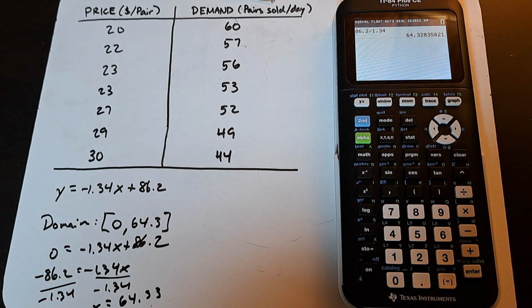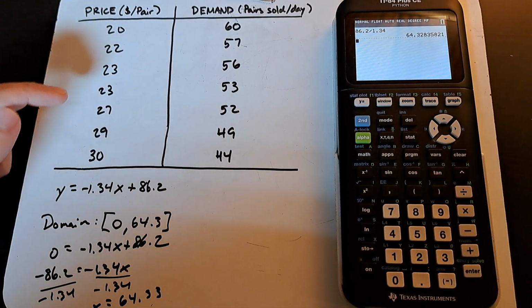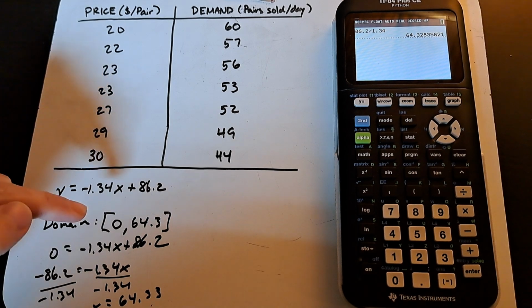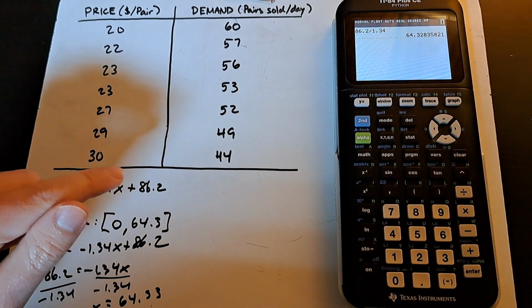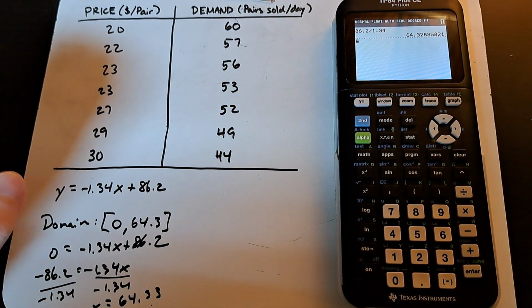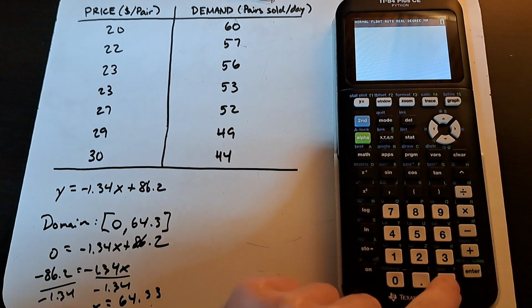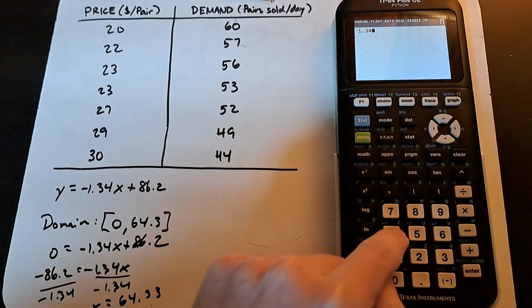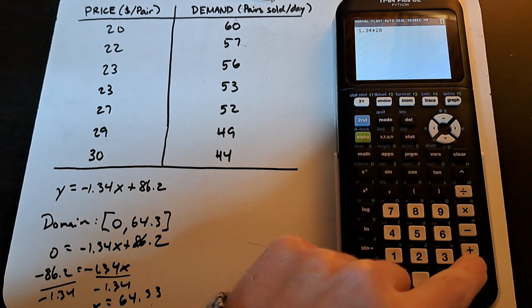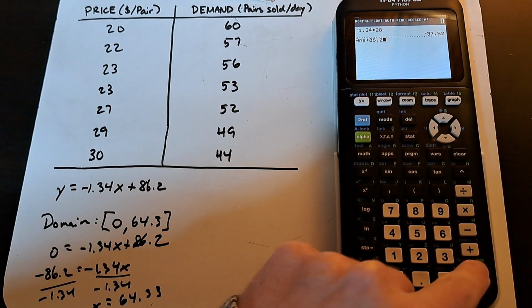Okay, how many jeans will be demanded if the price is $28 per pair? Well, all that's really asking us is, what is the demand when the price is $28? And so we can use this function here, this equation. We can input $28 in for x, and we can figure out what the demand is coming out of it. So let's do that. Negative 1.34 times 28, and then plus 86.2.